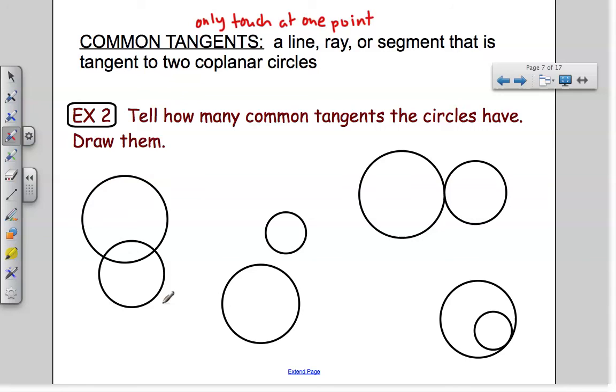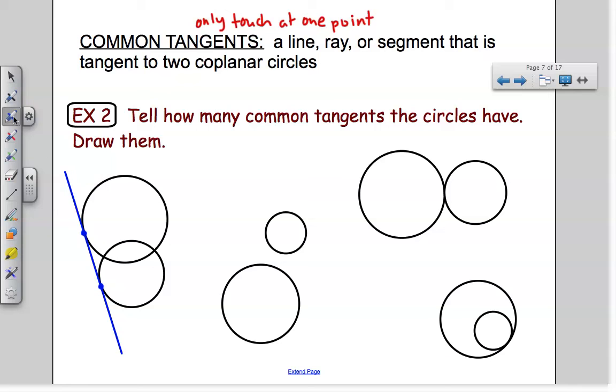In this case, we have two circles that intersect at 2 points. Can you picture a line, or maybe more than one line, that would be tangent to both, that touches both circles at just 1 point? What about a line? I'm a little bit off, so I'm going to go like this and move it over. What about this line right here? Wouldn't you say that that touches both circles at 1 point? Touches this circle at 1 point and this circle at 1 point. This is a common tangent. It is tangent to both circles.